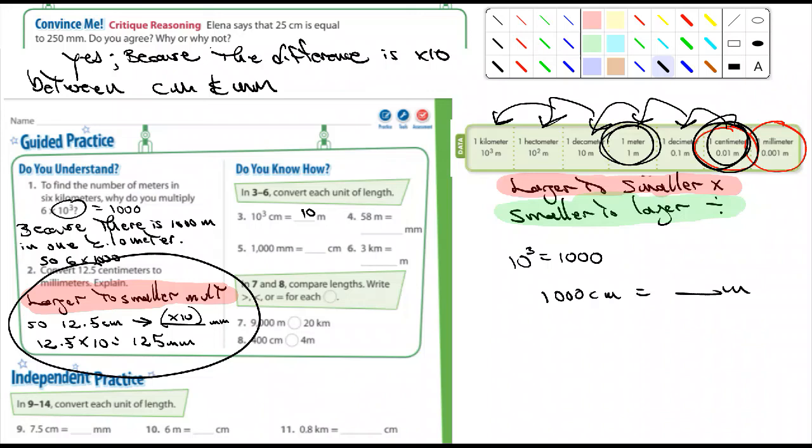All right, how about number 6? 3 kilometers. Here's a kilometer. 3 kilometers is how many meters? Well, first off, how many meters are in 1 kilometer, Mr. Fall? How many meters are in 1 kilometer? 1,000. Okay. So 3 kilometers would be 3,000 meters.